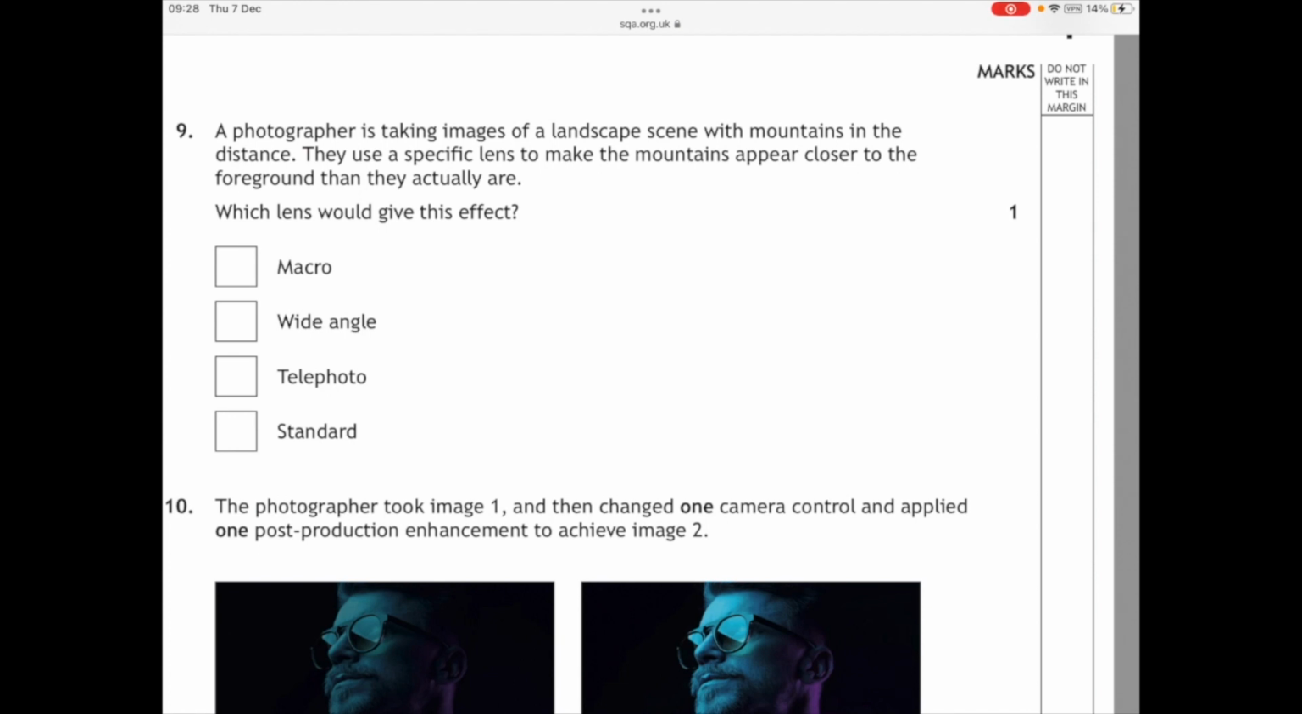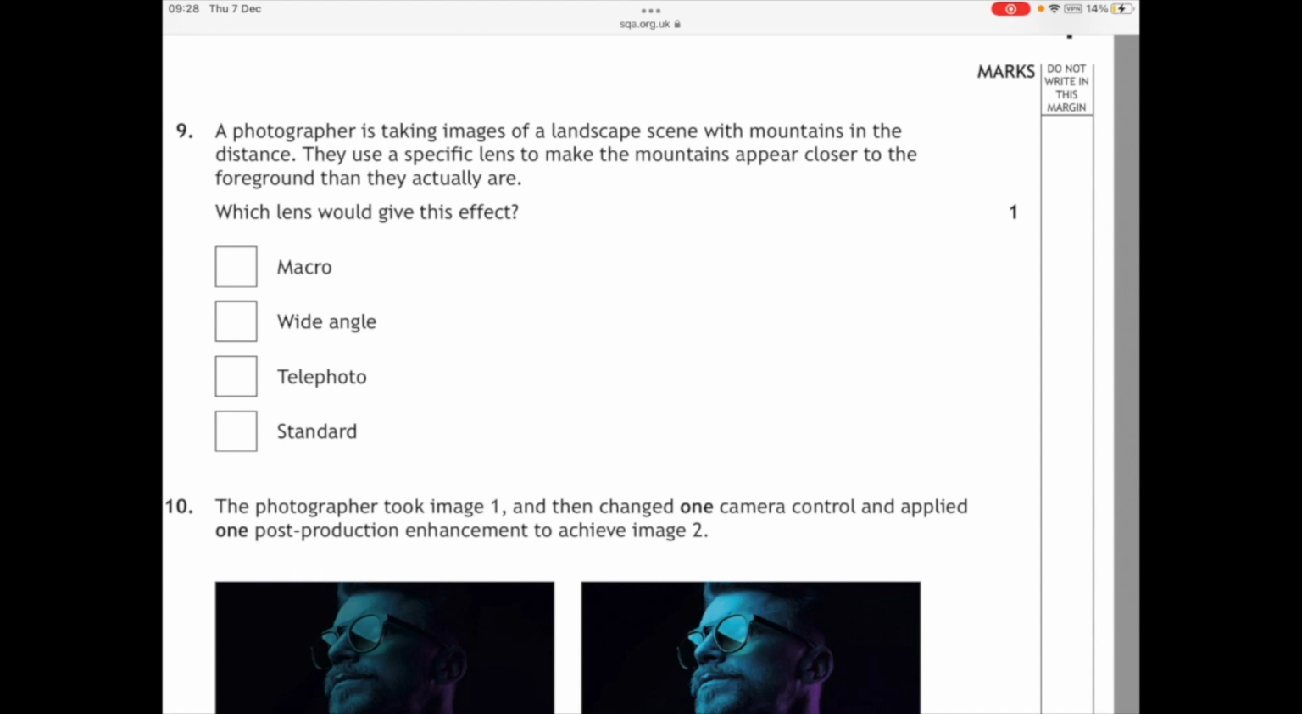So if you use a telephoto lens, you zoom in. So you go from a short to a long focal length. So you zoom in. So telephoto. They've not said telezoom there, they've said telephoto, which is interesting. Which is clever, because I think telezoom would give away the answer.